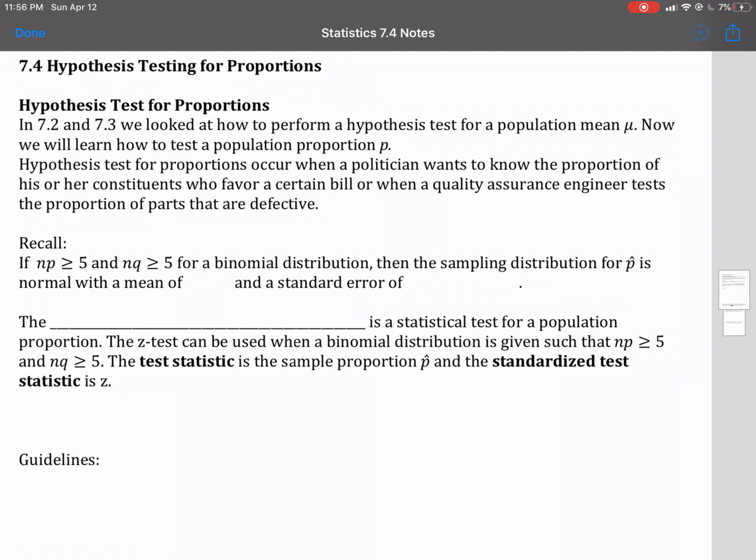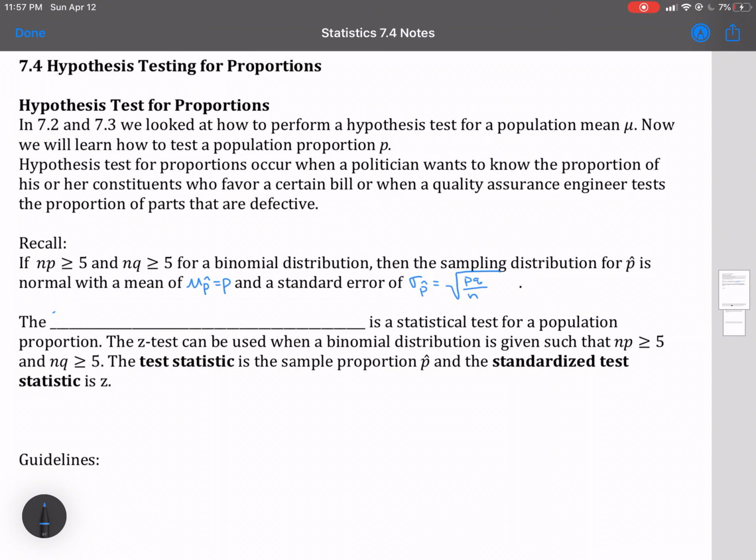So remember, if np is greater than or equal to 5 and nq is greater than or equal to 5 for a binomial distribution, then the sampling distribution for p hat is normal with a mean mu of p hat that just equals p, and a standard error sigma of p hat that is going to equal the square root of p times q divided by n.